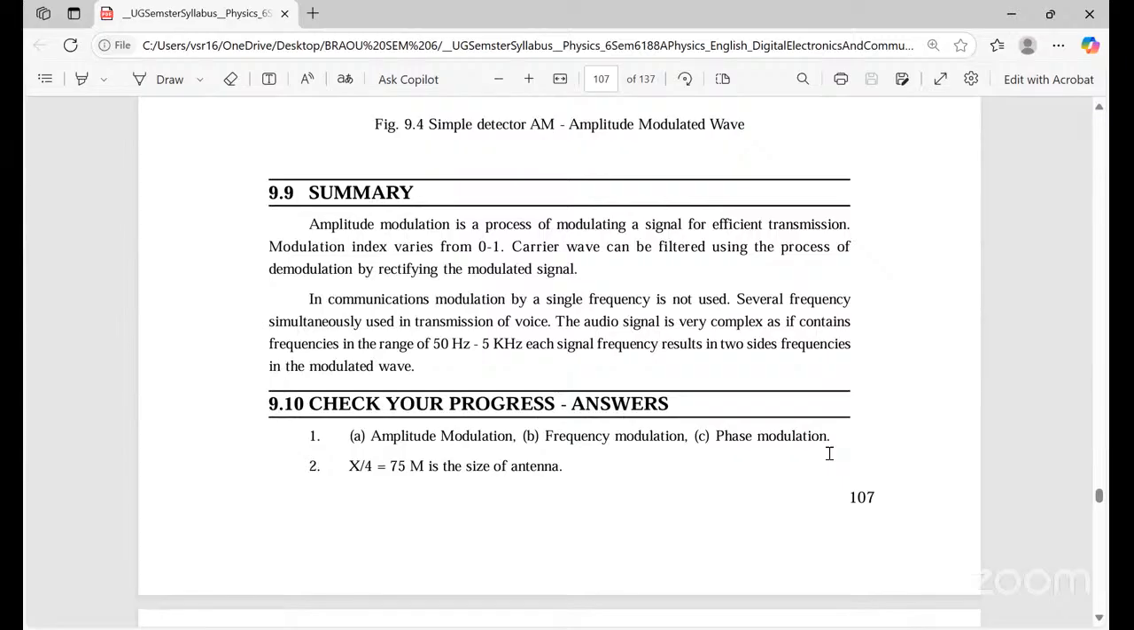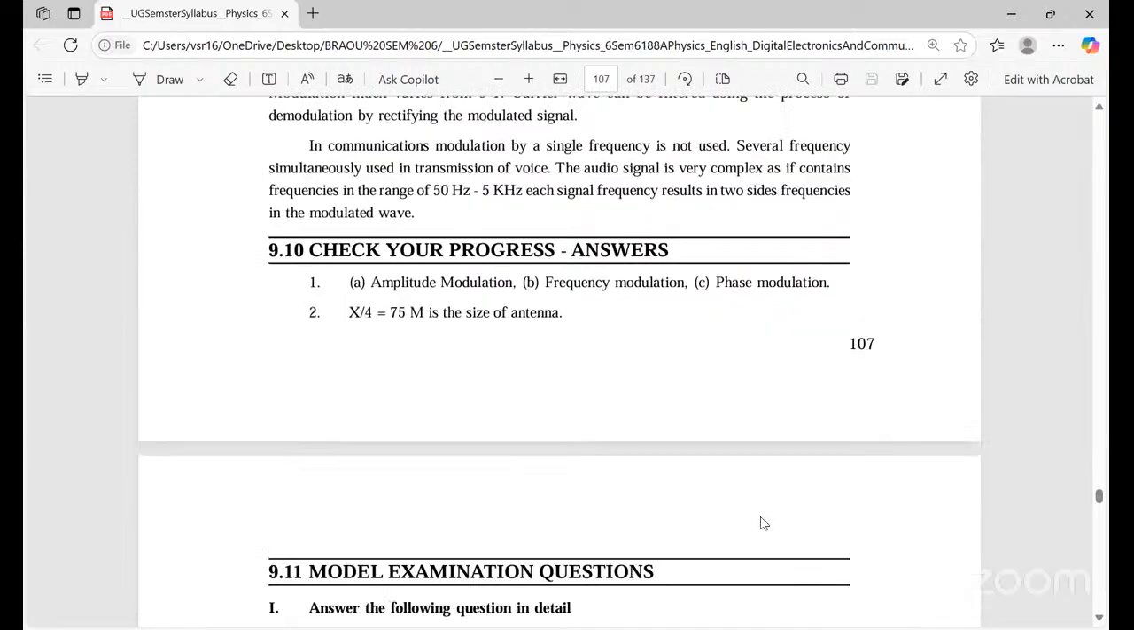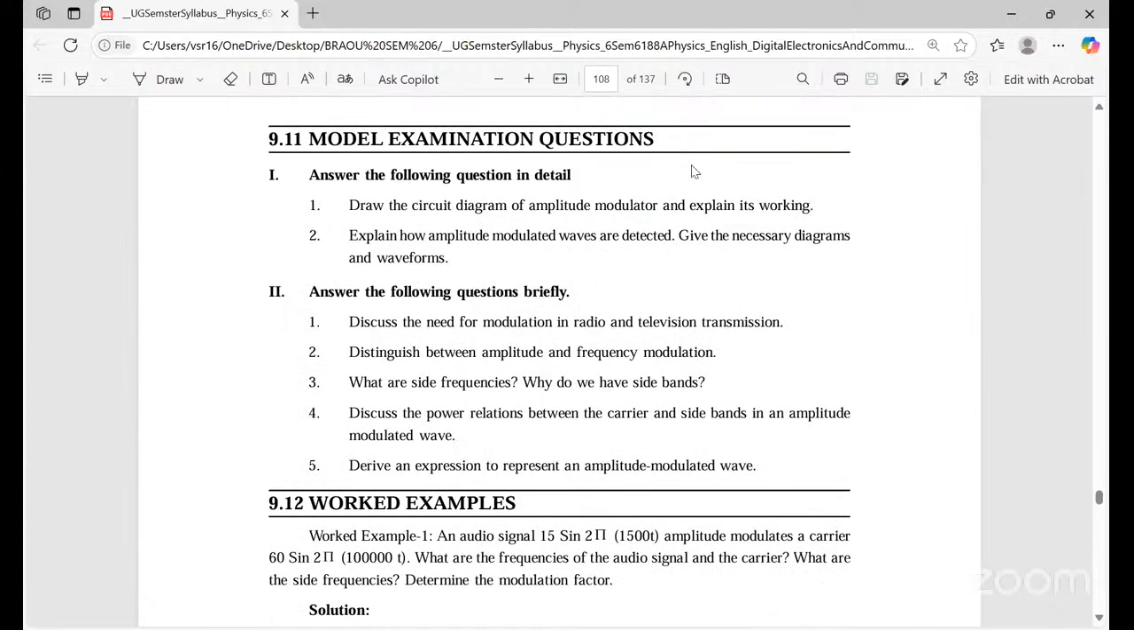1000 kilohertz to 1000.5 kilohertz, and here 995 kilohertz to 995.5 kilohertz. That is the lower. The difference is 10 kilohertz only. Okay, that is the case. What is the question? Draw the circuit diagram of amplitude modulation and explain its working.